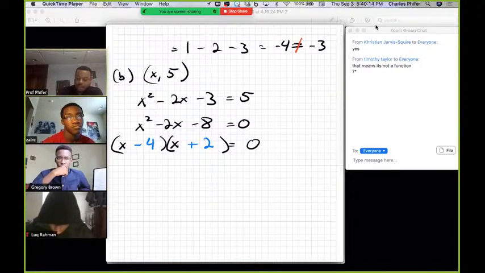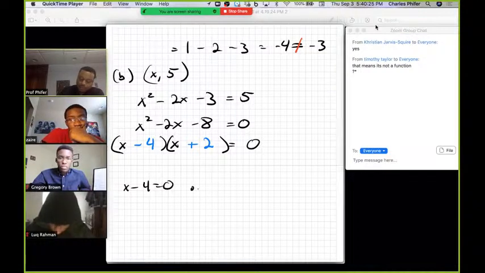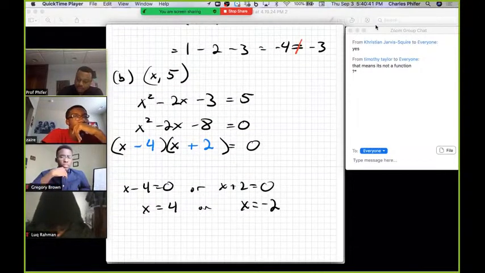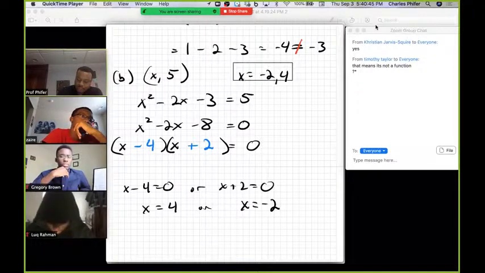So now we can use what's called the zero factor property. When we have two or more things that multiply to give us 0, basically we set each thing to 0 and solve. So we're going to have x minus 4 equals 0, or x plus 2 equals 0. From here, we get what? x equals 4, or x equals -2, right? What are we saying with these numbers? Oh, so we're saying that if x is -2 or 4, they should produce an output of 5, right? We're going to check these at the end before we look at the answers.